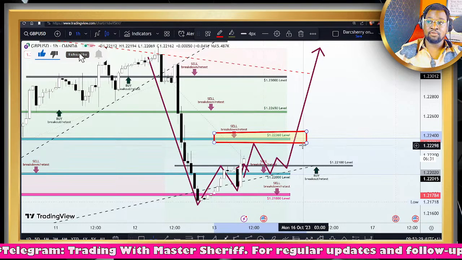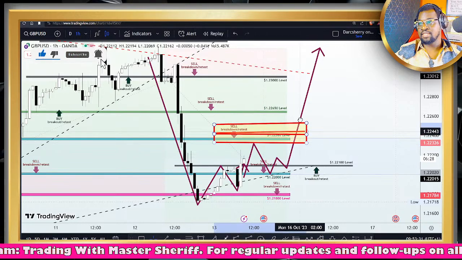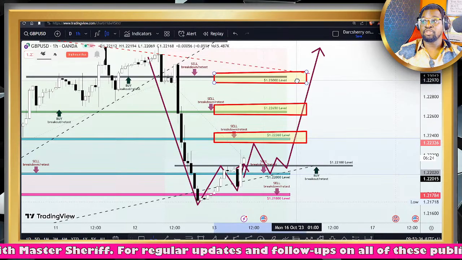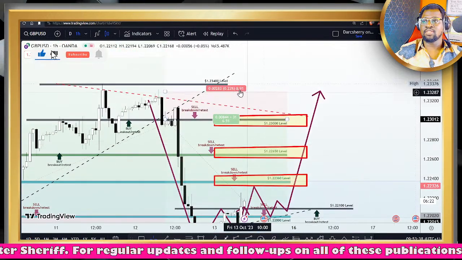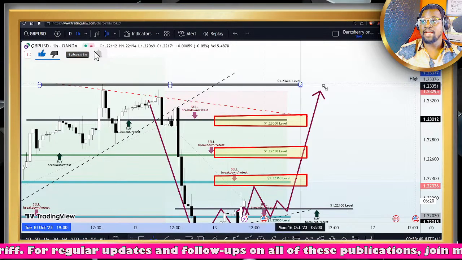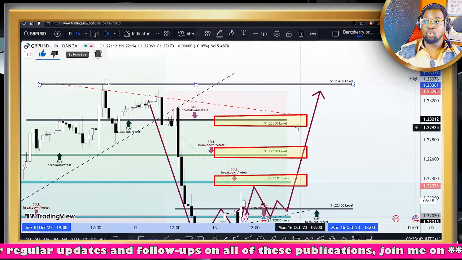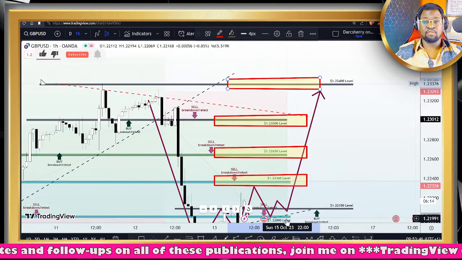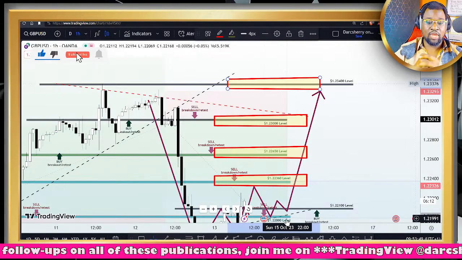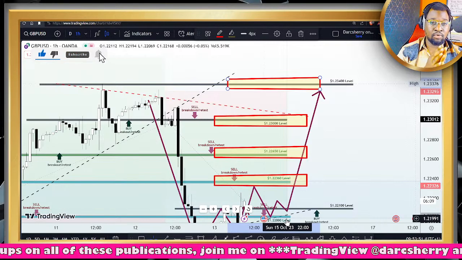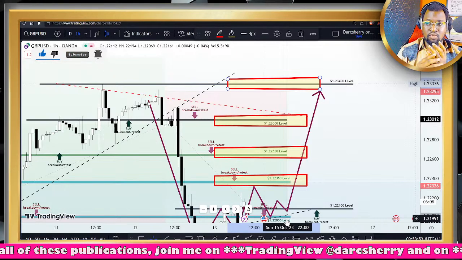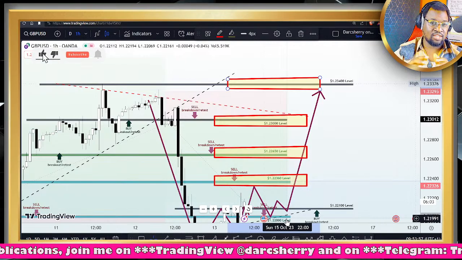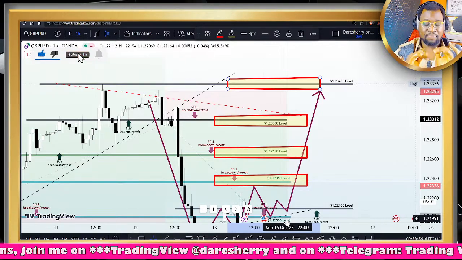So we have levels like the 1.22360, 1.22650 level, and the 1.2300 area. I think we still have one more just right above the structure if price will go on to break out of that level. So we have about 4 levels here that we can use to maximize the potential of this bullish move. So that is how we are going to be managing a bullish expectation in this market today.